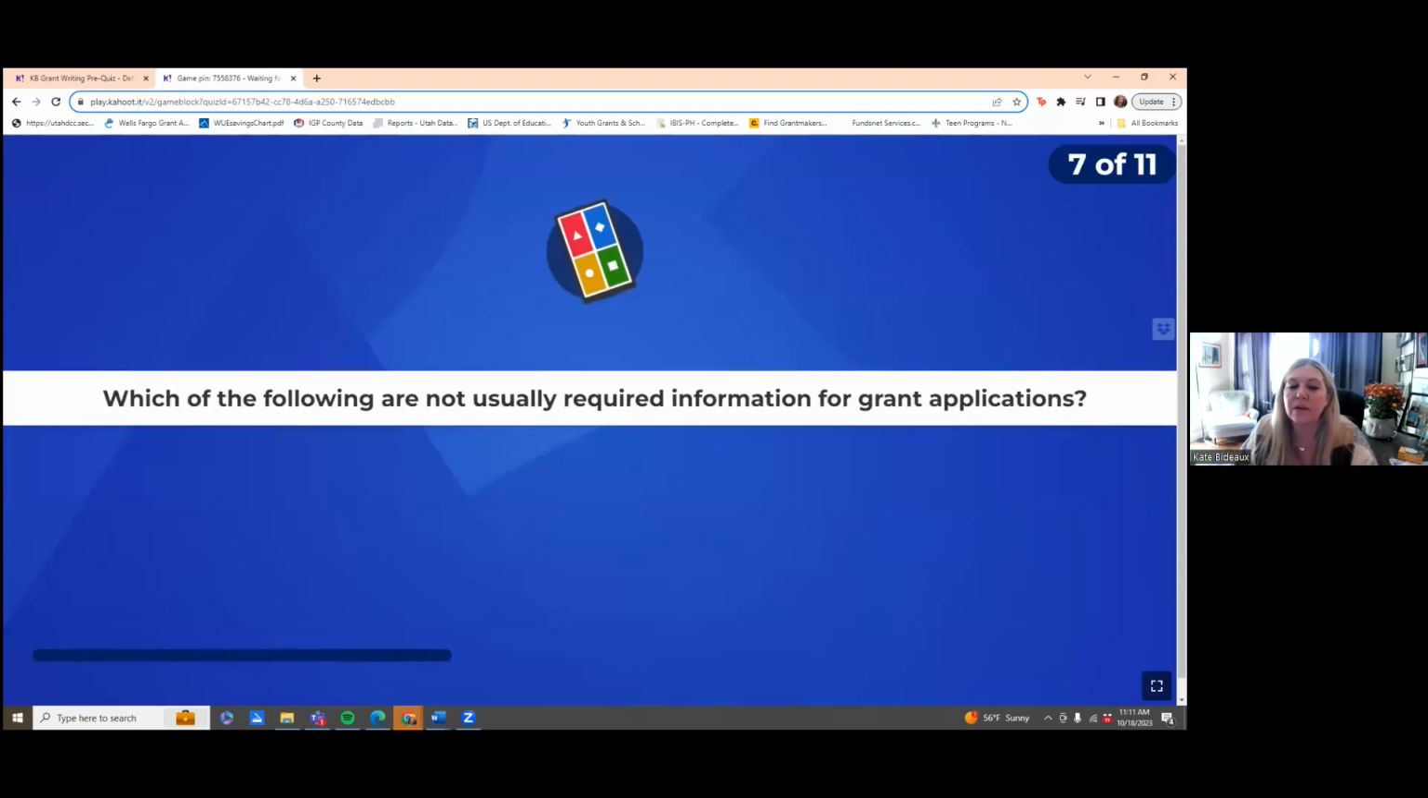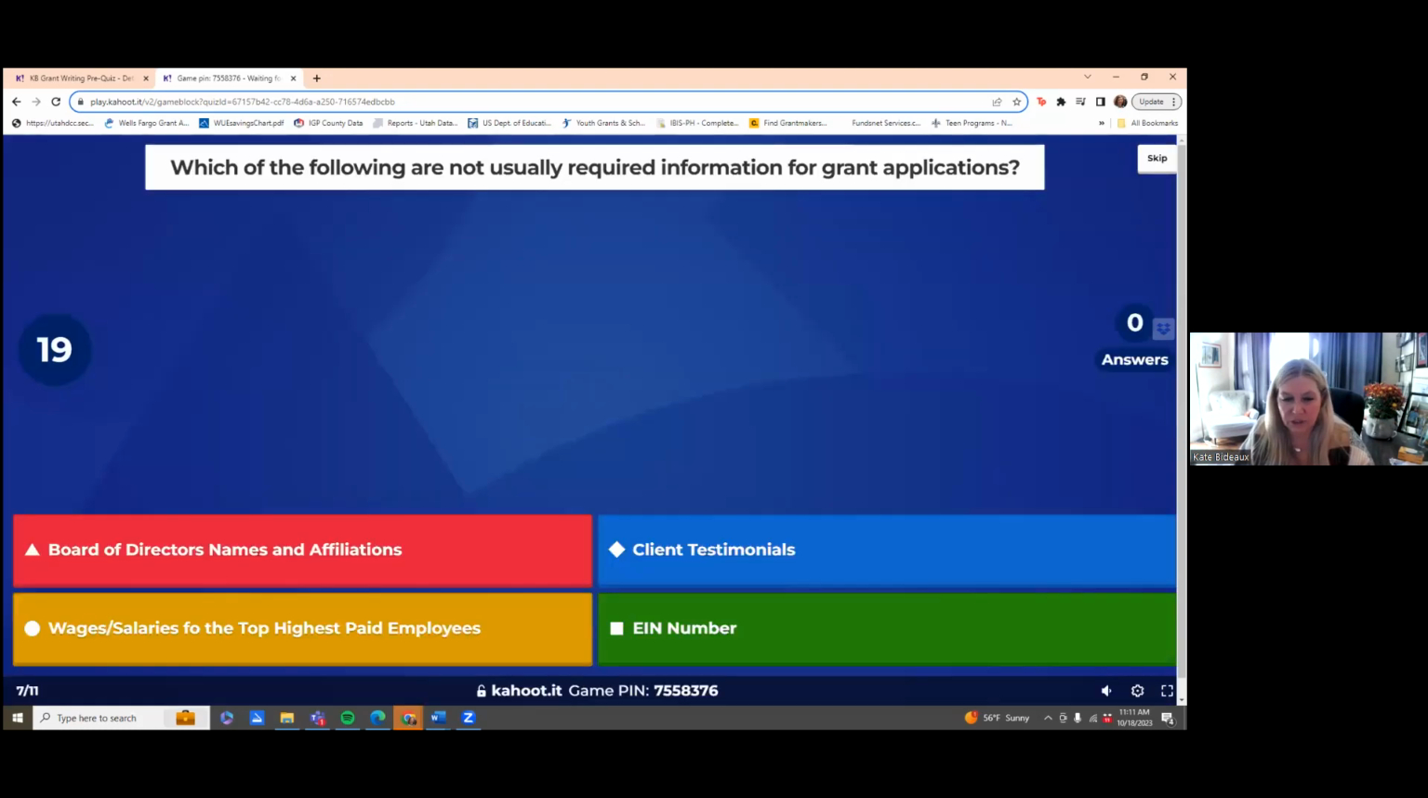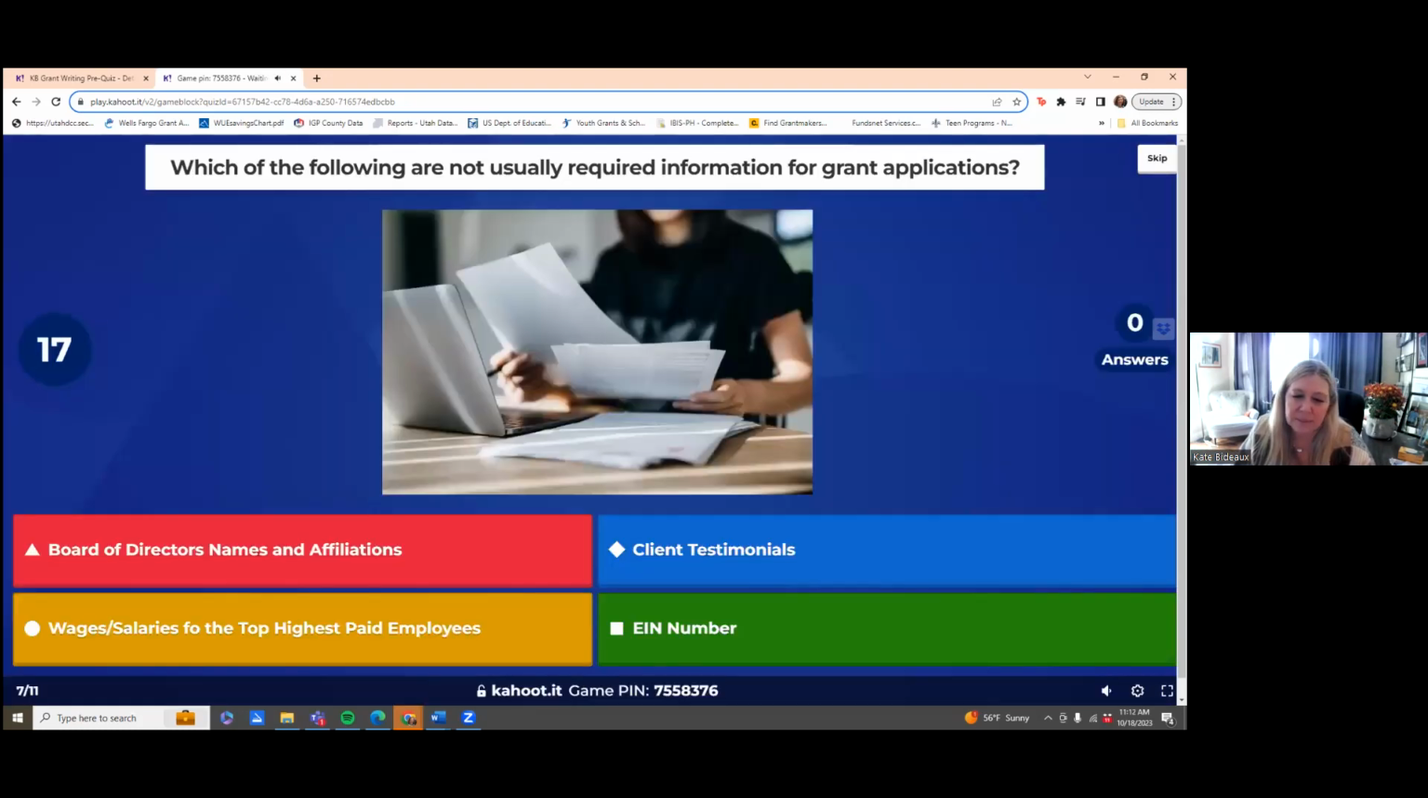Which of the following are not usually required information for grant applications? So board of directors, names and affiliations, client testimonials, wages and salaries of the top highest paid employees, or EIN numbers. This one's a tricky one, so it's not usually required.